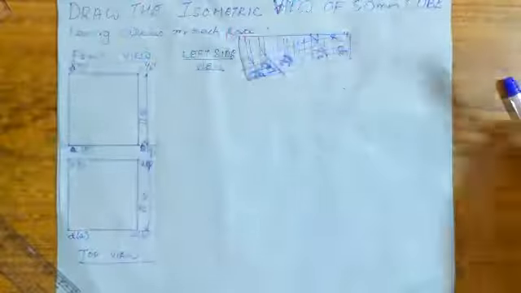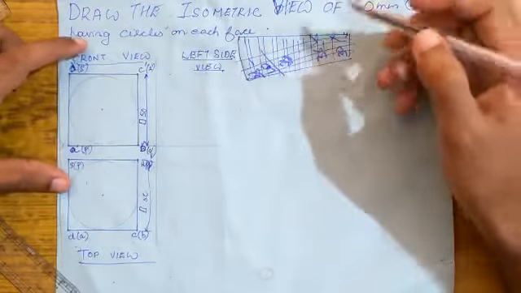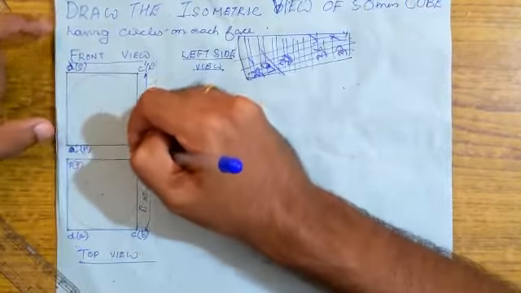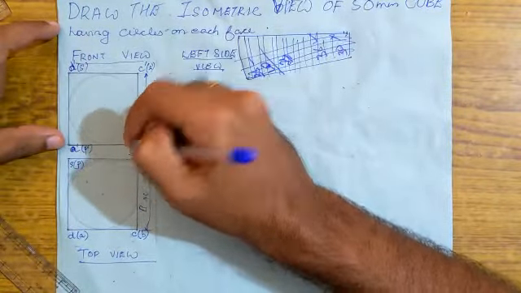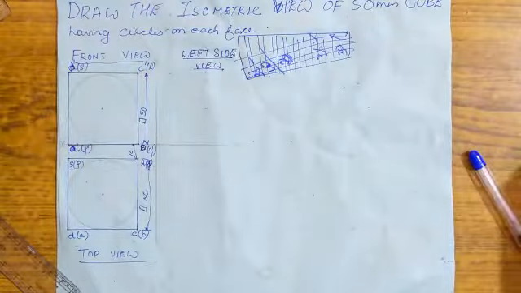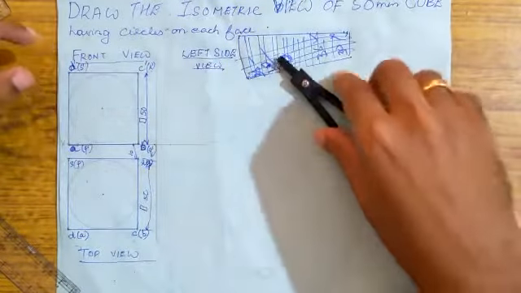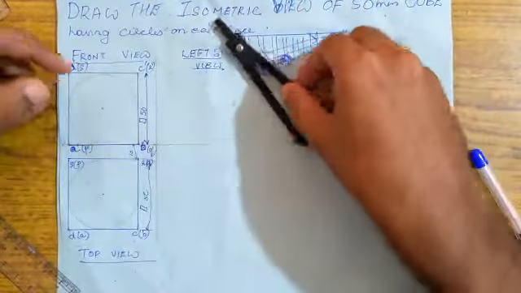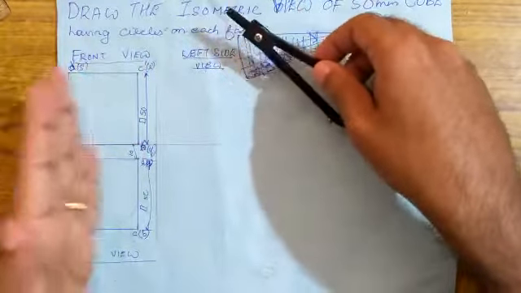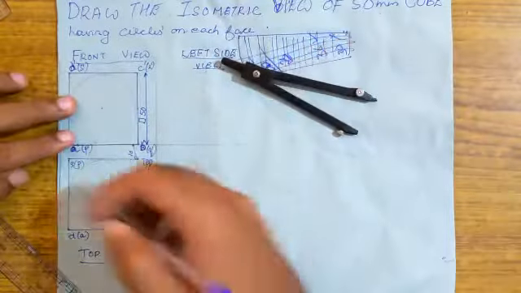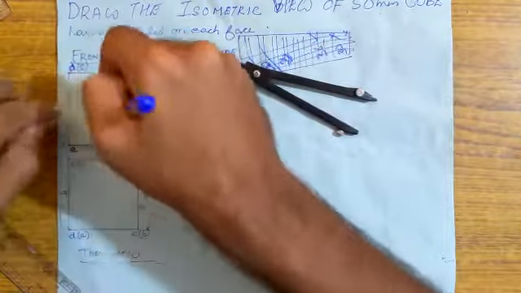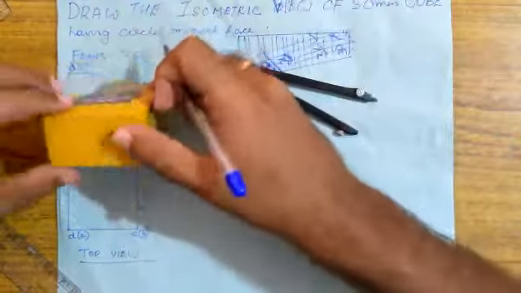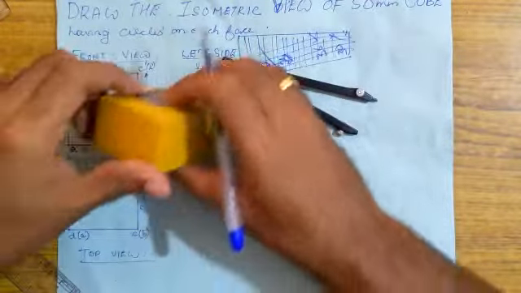One condition was that the cube was situated 10 mm in front of the VP, that is, the back face of the cube was 10 mm in front. So I'm keeping that distance of 10 mm in front and rotating it to the side view. I'm looking at it from the left hand side. This is the front view, this is the top view, and this is the side view.